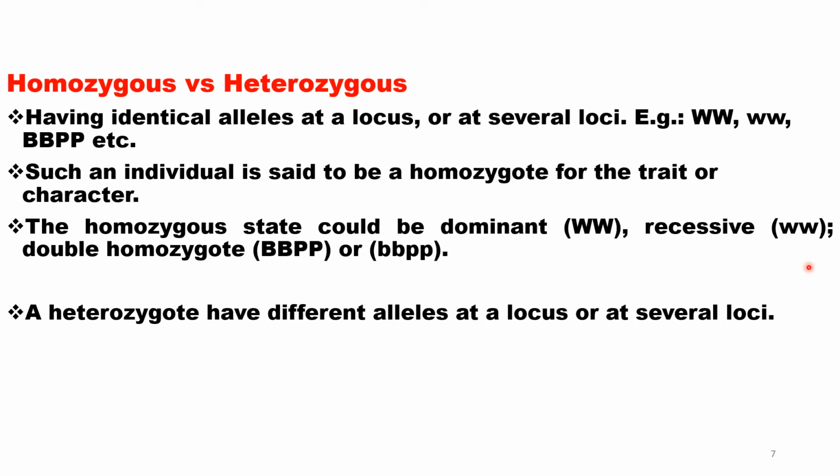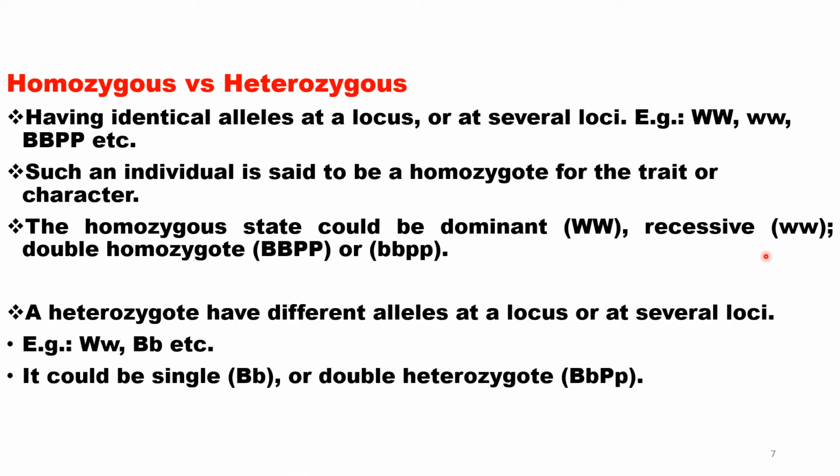Heterozygotes, on the other hand, have different alleles at a locus or at several loci. Hetero means different. So we have this heterozygote, and this is also heterozygote. Now, it could be single heterozygous, or it could be double heterozygous. Single in the sense that only one trait, and double have two different traits.